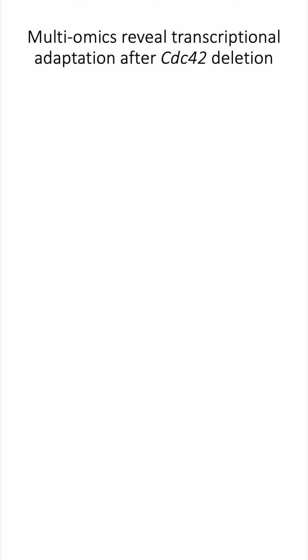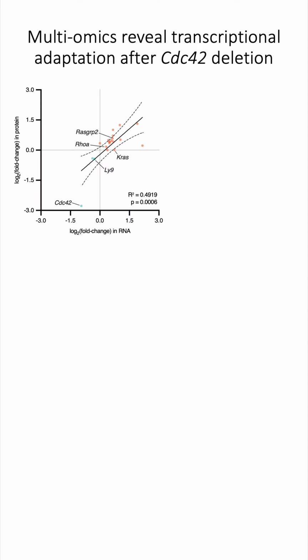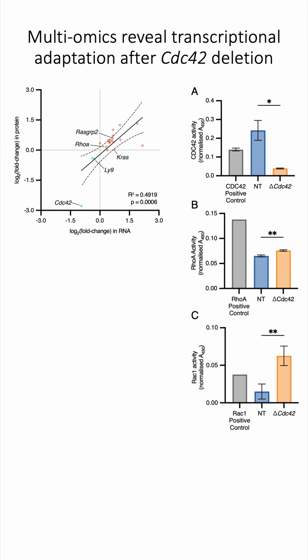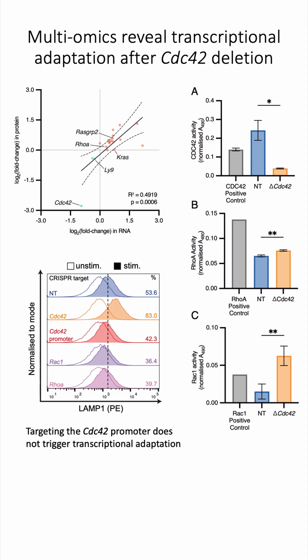Comparative transcriptomics and proteomics showed that genes were upregulated in the knockout cells, which improved their function, a phenomenon known as transcriptional adaptation. One of the ways in which this worked was by upregulating the activity of related proteins to Cdc42. Transcriptional adaptation only occurred when we used CRISPR-Cas9 to chop the middle of the Cdc42 gene, and didn't occur when we targeted the promoter region of Cdc42, which was consistent with what others had shown in different systems.